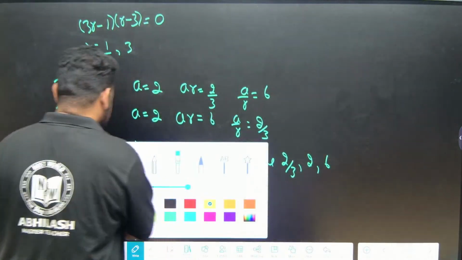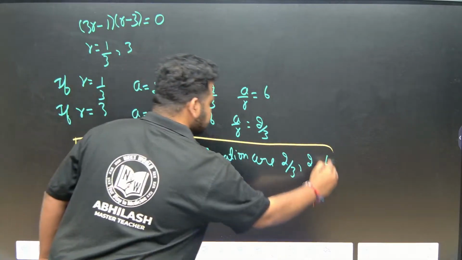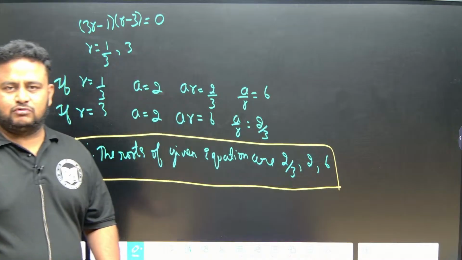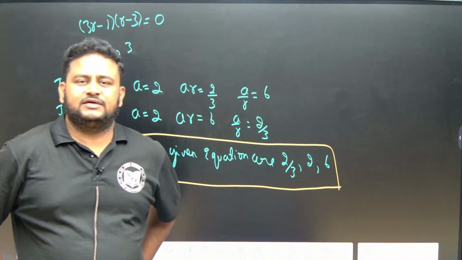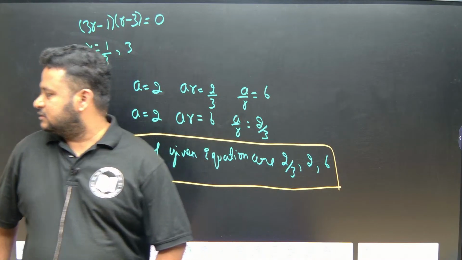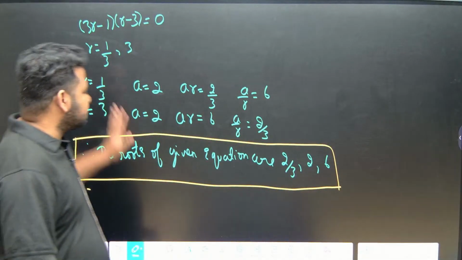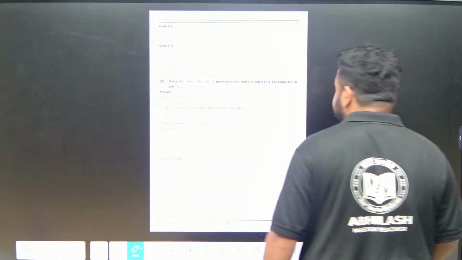This is how you have to solve this question. Clear? If they have given it in GP, this is the way to solve the question. Very simple. You just have to take the roots as A by R, A and also A into R. If 3 roots are given, this is the way you have to solve this question. Clear, friends? Let us move to the next question. I hope it is clear.